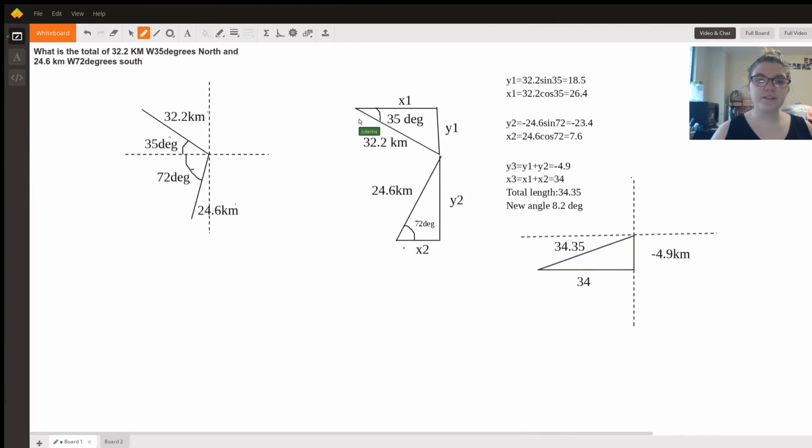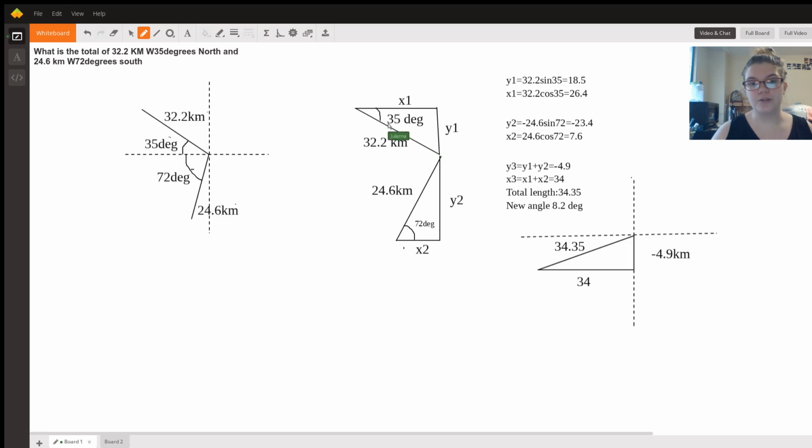Okay, so it looks like you're trying to do a vector sum equation with these two vectors, the 32.2 kilometers at 35 degrees north of west and the 24.6 kilometers at 72 degrees south of west. So I've just put these on XY coordinate axes to make it easier. And how you do vector sums like this is you break the vector down into its components.